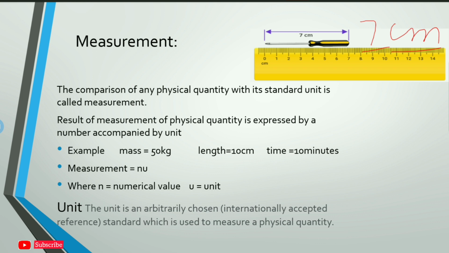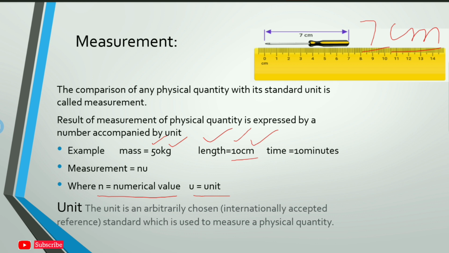So we can say that the result of measurement of any physical quantity is expressed by a number accompanied by a unit. Let us understand by taking some more examples. When we measure the mass of any body, suppose the mass comes out to be 50 kg. Here 50 is a number and kg is a unit used to measure mass. When we measure the length of any body, suppose the length comes out to be 10 centimeter. Here 10 is the number and centimeter is a unit used to measure length. So we can say that the measurement is equal to n into u, where n is the numerical value and u is the unit.